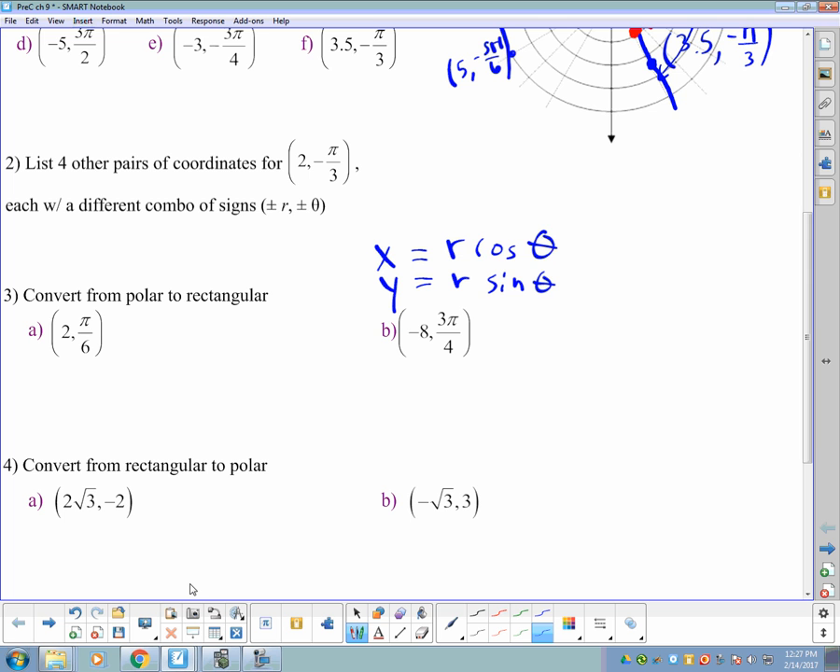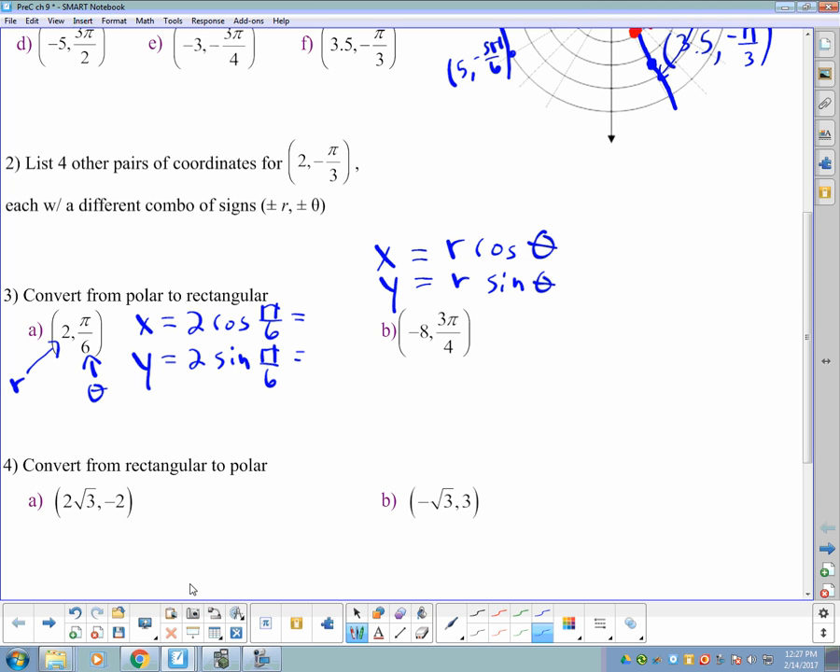Are you guys with me? Everybody with me? Okay, so we have 2 formulas for changing from polar back to rectangular, and then we'll do rectangular to polar. So this is my r, and this is my theta. With that in mind, x would equal 2 cosine of pi over 6, and y would equal 2 sine of pi over 6. Just plugging it in to my formula here.